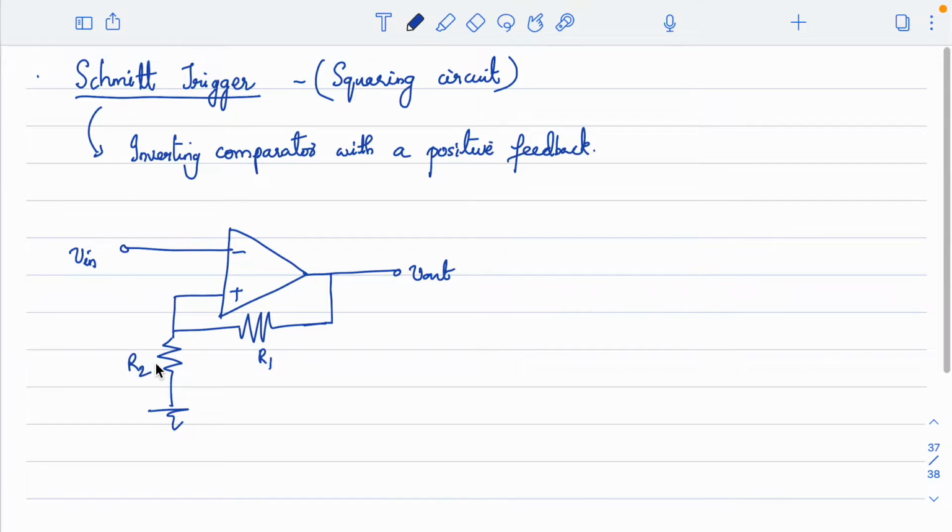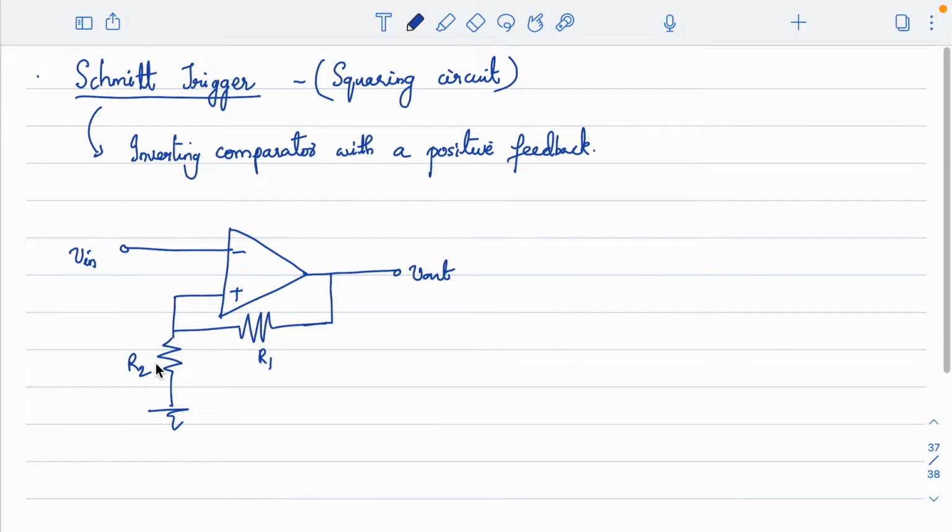So this is an inverting comparator with a positive feedback, and the speciality of the circuit is that it converts an irregular shaped waveform as well. Generally in lab we test using a sine wave, but in certain applications we will have a slowly varying signal that will not have a proper sine wave shape. It could be some information. So even an irregular shaped waveform will be converted into a square, or sometimes into a pulse, right? So generally we call this a squaring circuit.